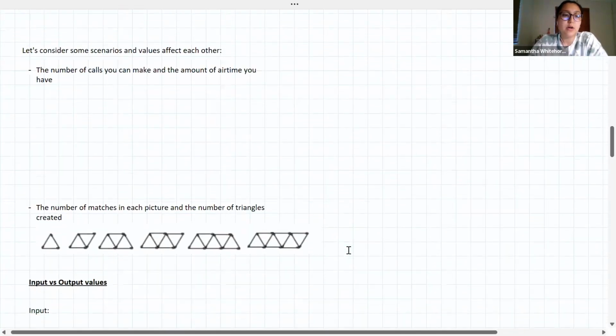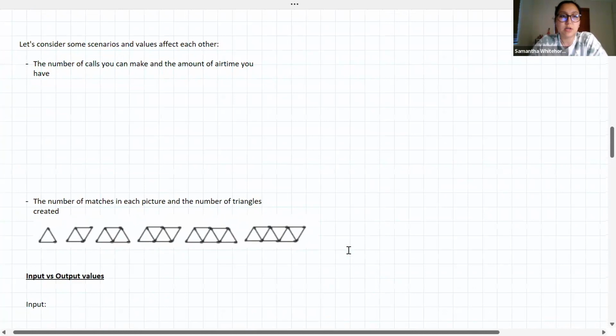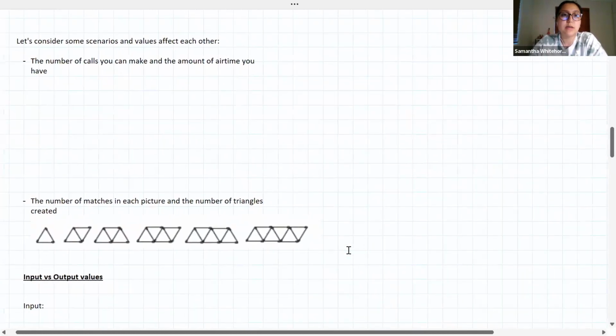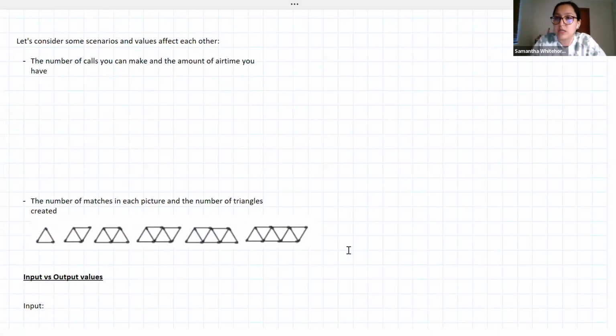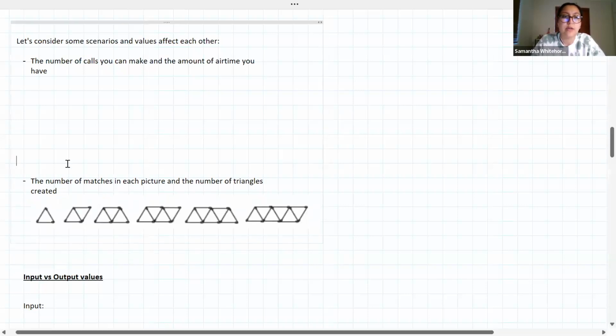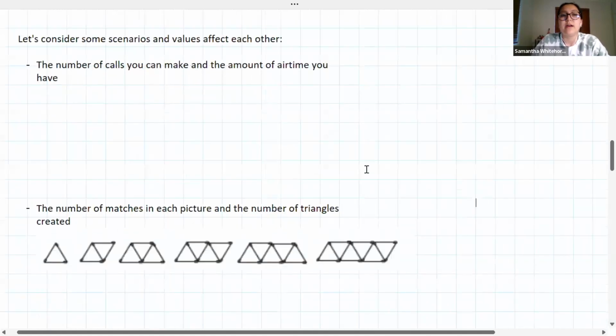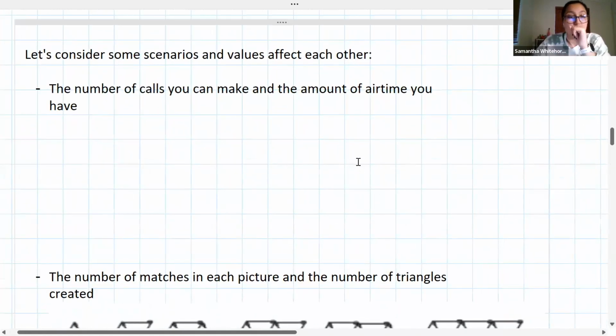All right, so what I want to chat about, and I'm going to try to come up with another one in a second, is some scenarios of how different values can affect each other, because this is essentially what we're looking at here. We're looking at a situation where we've got two values. They have a relationship with each other. And what is that relationship?